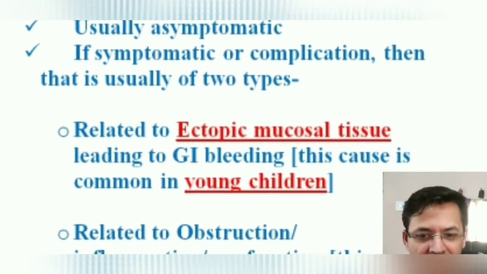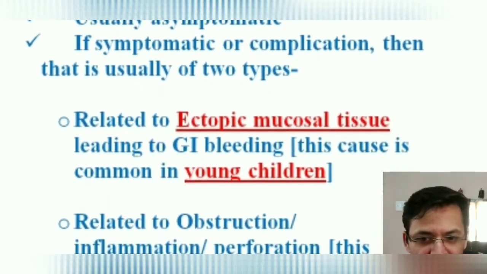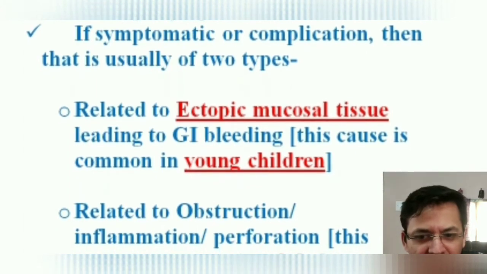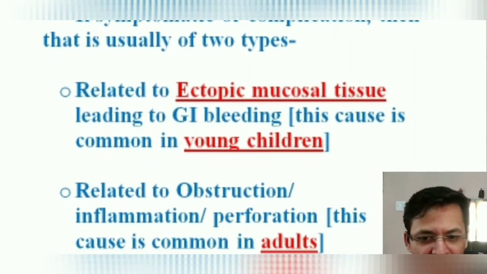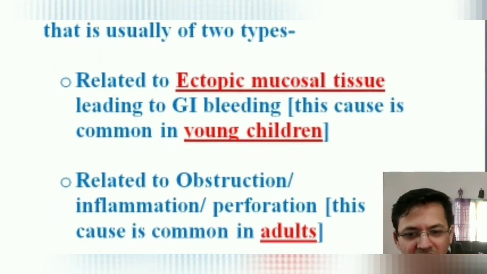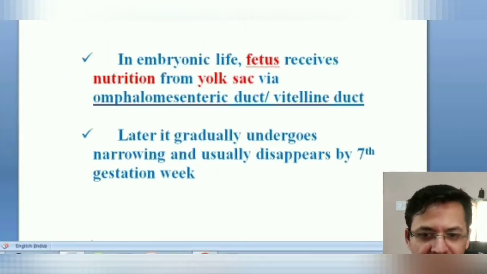One is related to ectopic mucosal tissue leading to GI bleeding. This is common in young children. Another type is related to obstruction, inflammation or perforation, and this type is more common in adults.